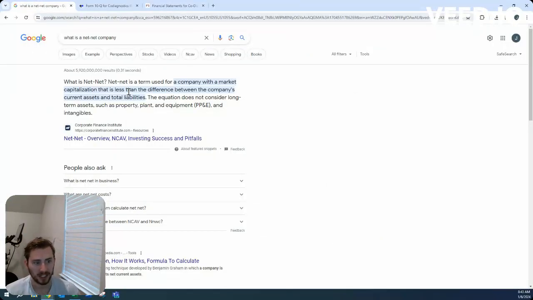Okay, so a net-net company is a term used for a company with a market capitalization that is less than the difference between the company's current assets and their total liabilities. This is essentially the liquidation value if the company needed to sell all their assets extremely quickly. They're basically saying that the property and equipment is going to be sold for pennies on the dollar, so it doesn't really get incorporated. And then you're going to be selling all of your current assets at their current value.